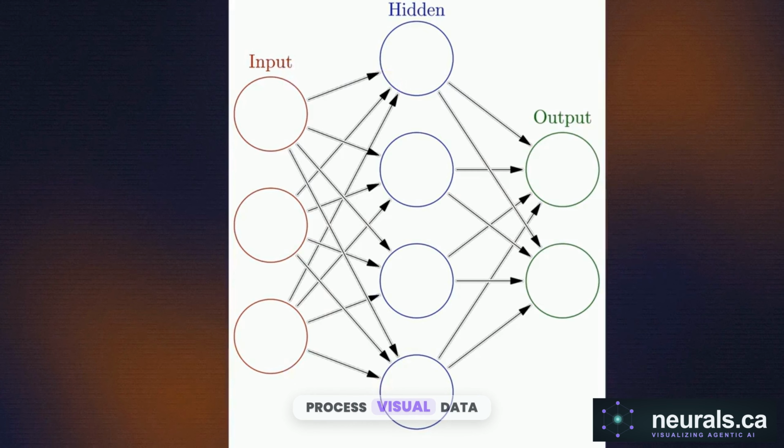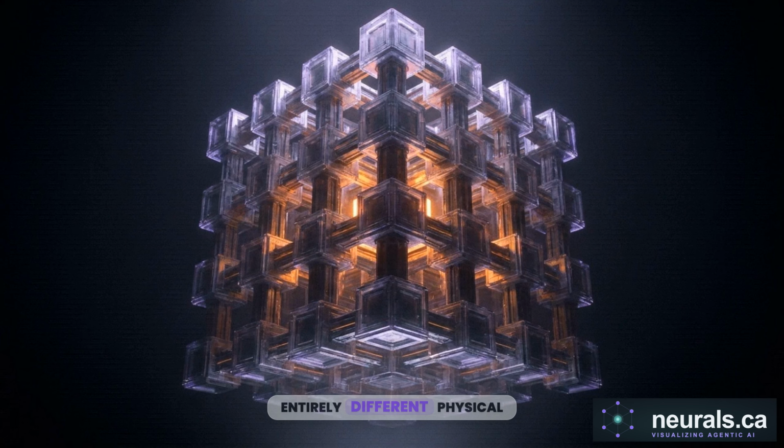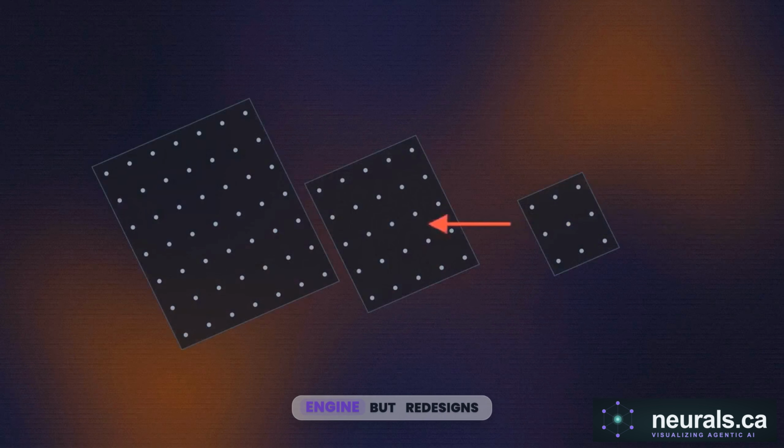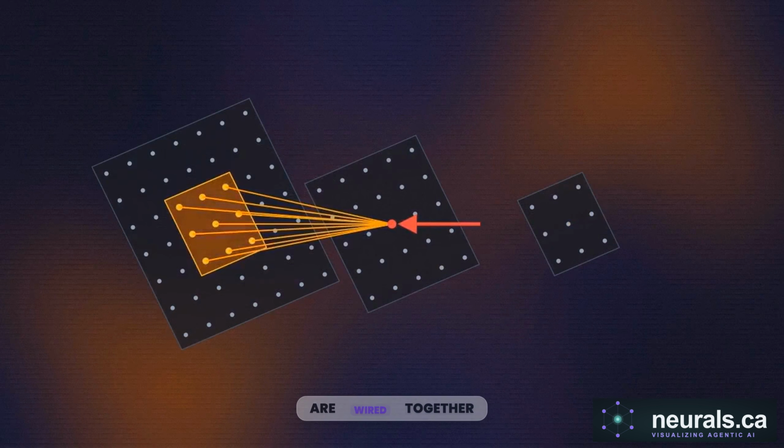To process visual data, we need an entirely different physical chassis, one that keeps the backpropagation engine, but redesigns how the neurons are wired together.